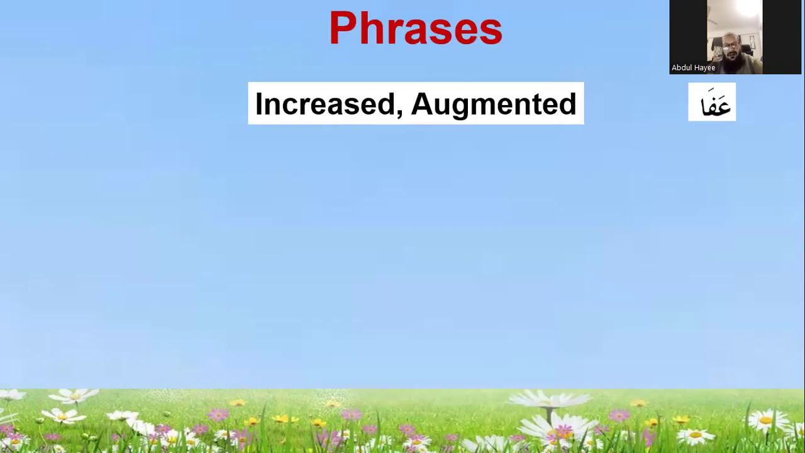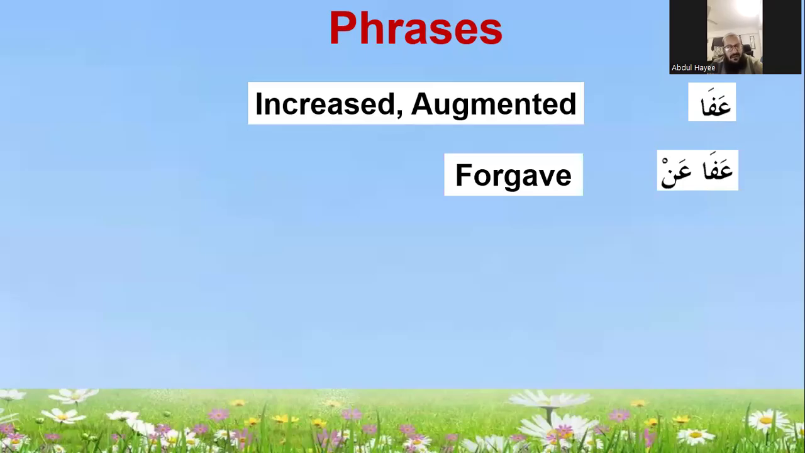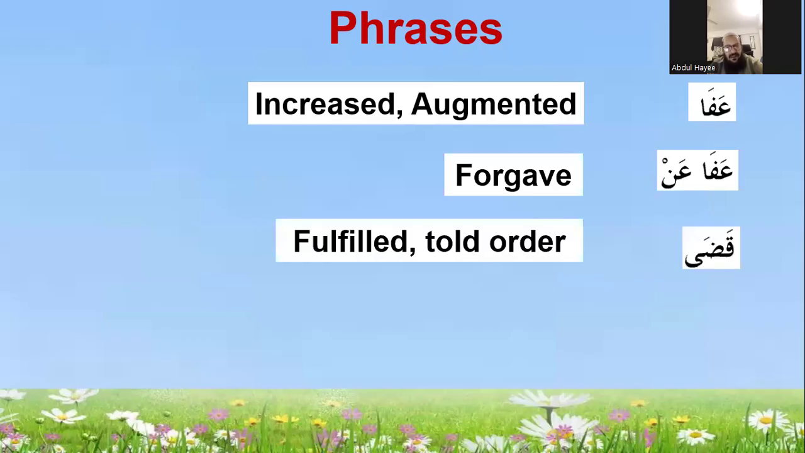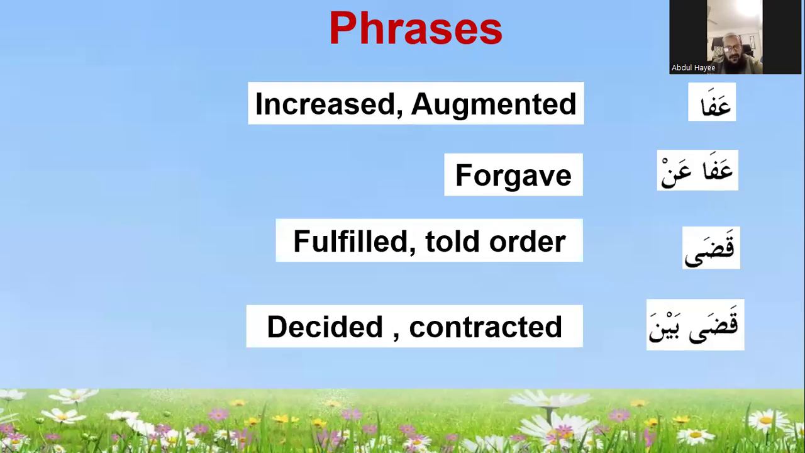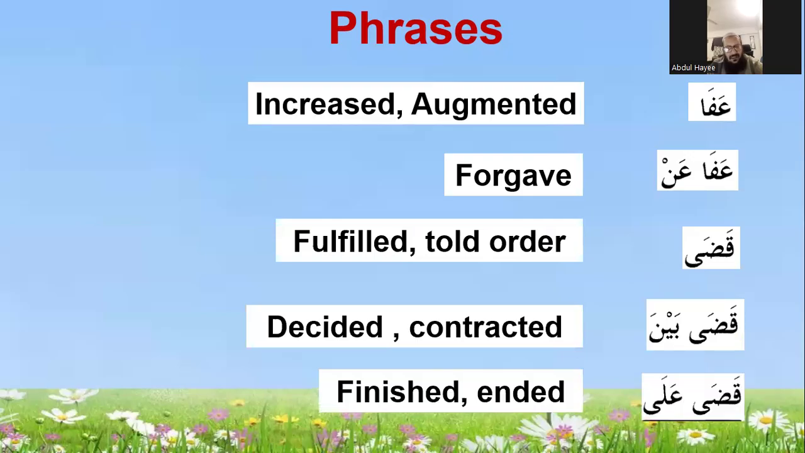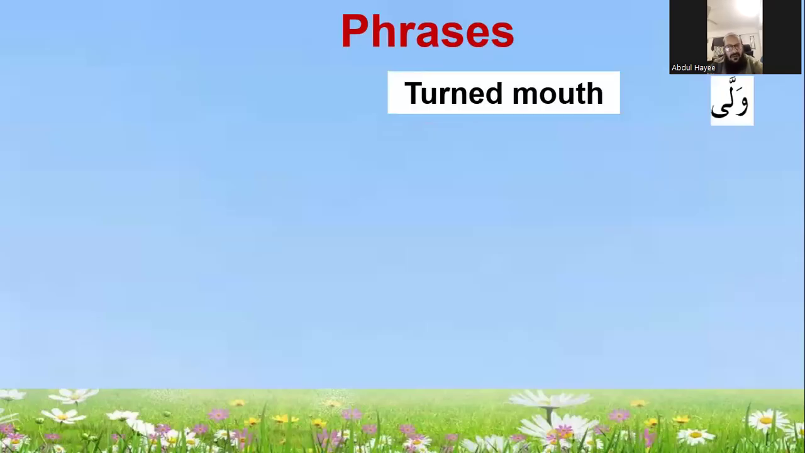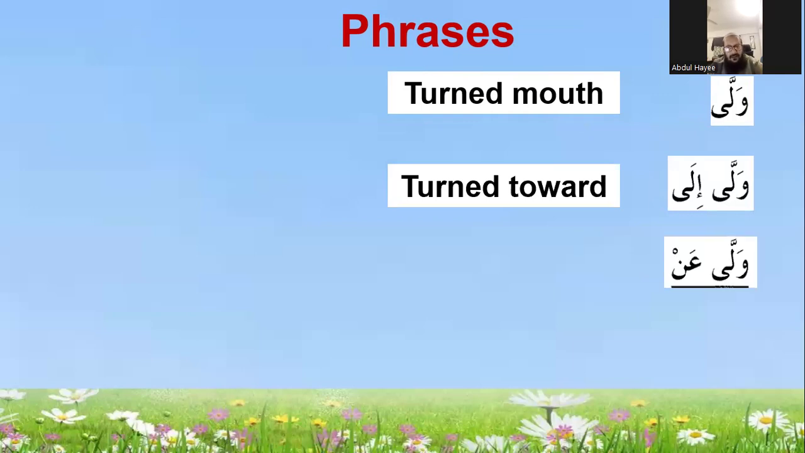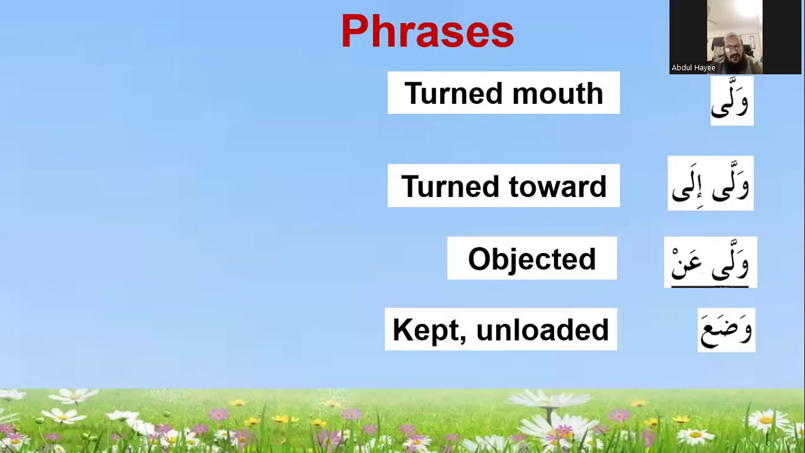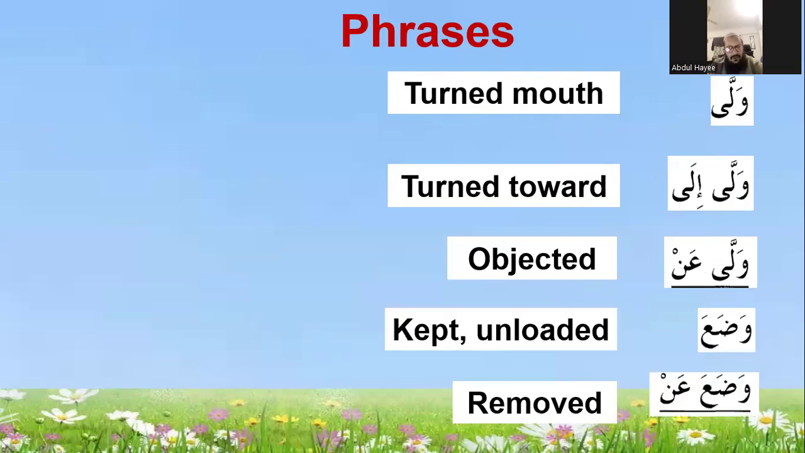Afa, increase or augmented. Afa an, forgave. Kada, fulfilled or told order. Kada baina, decided or contracted. Kada ala, finished or ended. Walla, walla means turn mouth. Walla ila, turn toward. Walla an, objected. Wada, kept or unloaded. Wada an, removed.